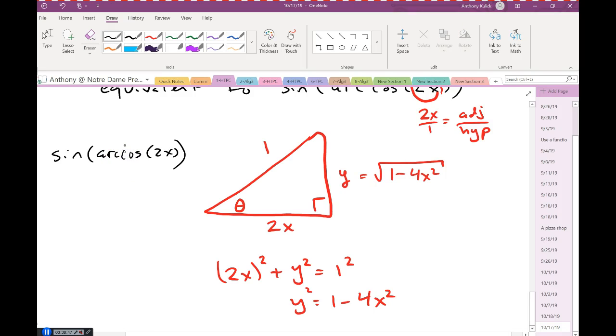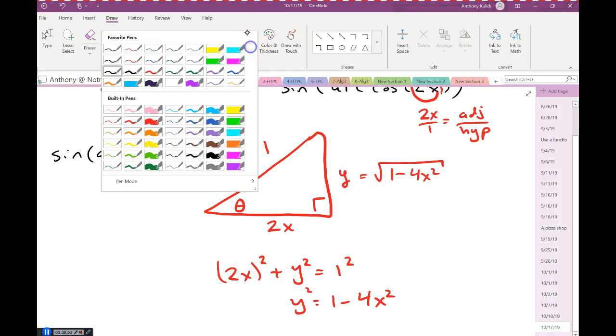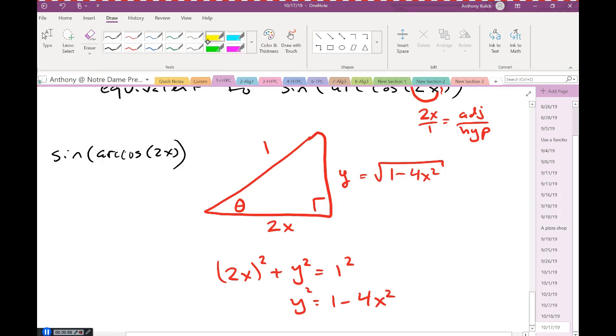So let's remember what it is that we are trying to do here. We are trying to deal with sine of arc cos of 2x. And we started from the inside and we're going to work our way out. So I started by drawing a triangle. What is arc cosine of 2x going to be then in this situation? It's theta.